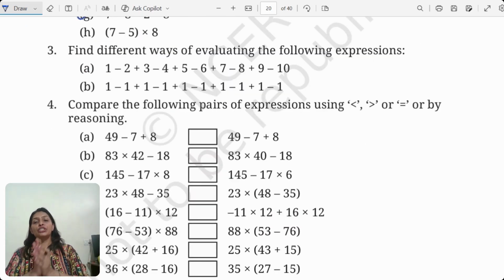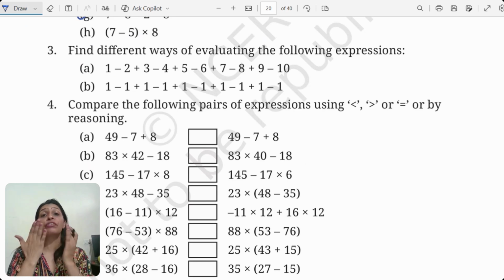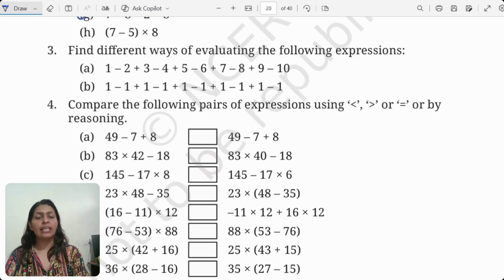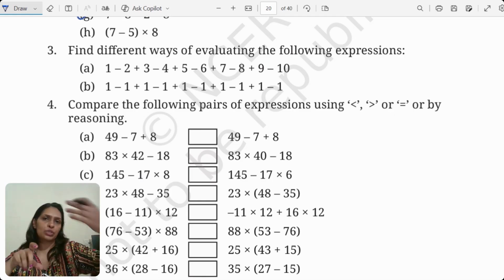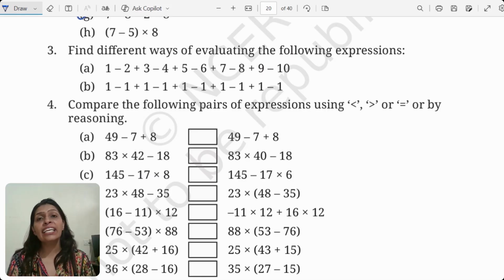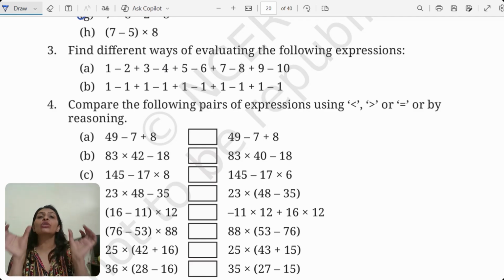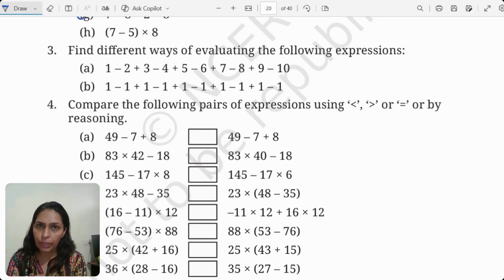Now, moving ahead, question number three: find different ways of evaluating the following expression. See, students, whenever we have an algebraic expression, there are two ways of solving it. One is that you simply go step by step, whatever operation is coming, you do it and proceed to the next step. Second is you collect all the positive terms together and all the negative terms together, and you solve it individually by group. Okay, so that is the way by which we can solve it.